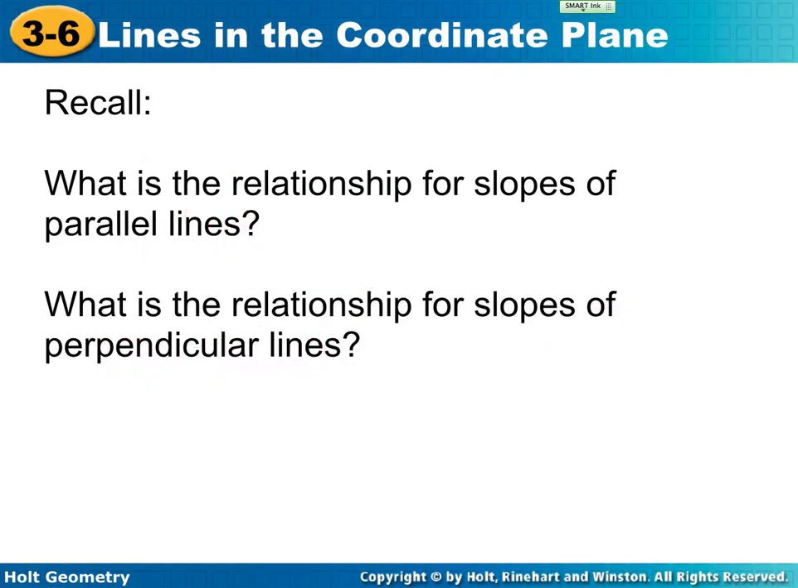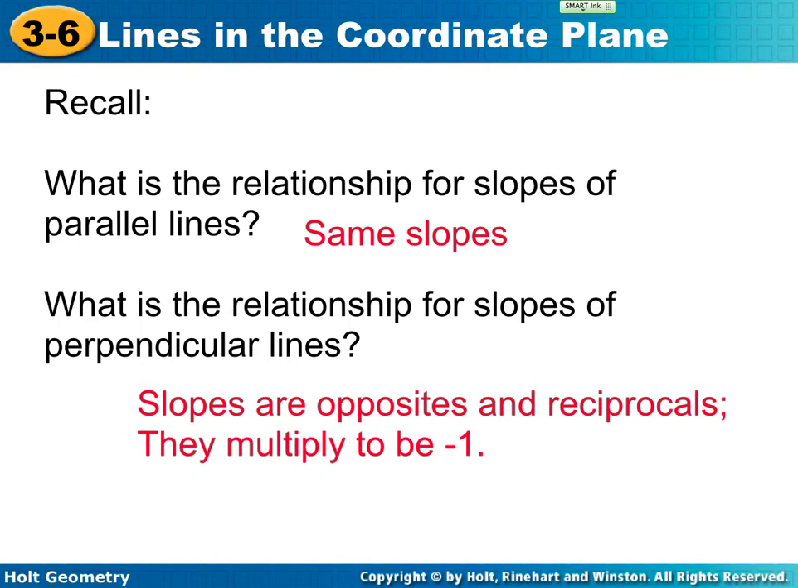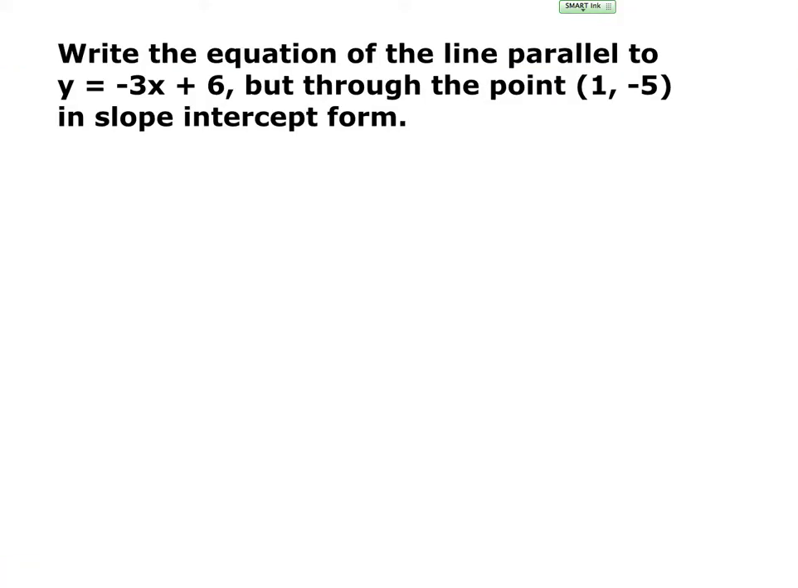Now our next step is we're going to do parallel and perpendicular equations. So let's review again. What's the relationship for the slope of parallel lines? They're equal. And the slope of perpendicular lines? Opposite sign and reciprocal. So you have to change the sign and flip it over. Okay, they would multiply to be -1.